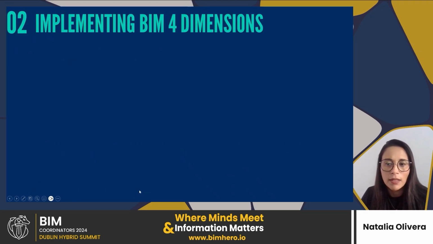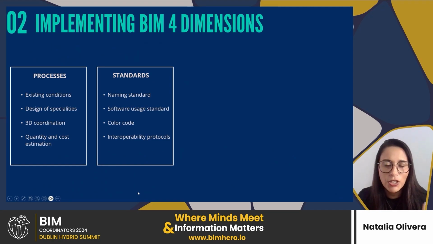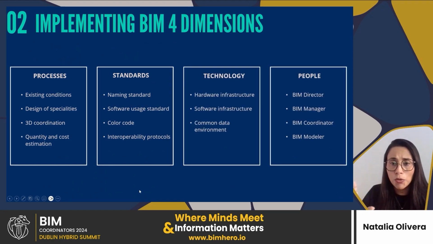Implementing BIM in a company can be complex. This is a really complex process that requires a strategic approach, addressing four key dimensions: processes, standards, technology, and people. To address those four dimensions, we look at the people and the roles they have, the technology and infrastructure of the company, the standards, such as naming conventions and color code standards, and the processes that they already have. We need to attack all four dimensions.